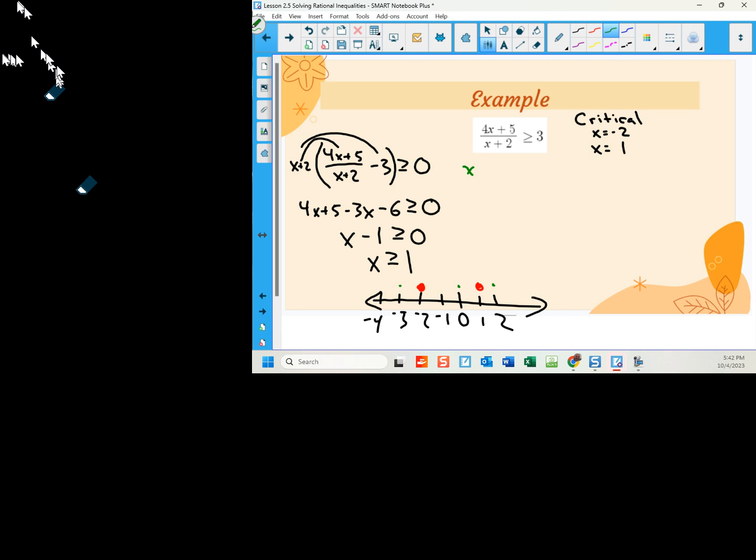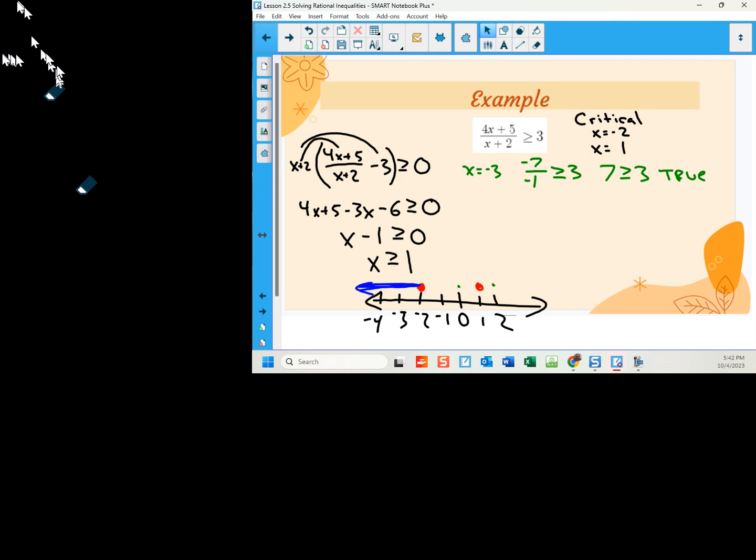When x equals negative 3, to the left, negative 3 gives me negative 12 plus 5. Negative 12 plus 5 is negative 7. Negative 3 plus 2 is negative 1. And I'm asking myself, is that greater than or equal to 3? Negative 7 over negative 1 is 7, which is greater than or equal to 3. That is true. If that's true, I'm going to shade towards that point, and it's going to be here.